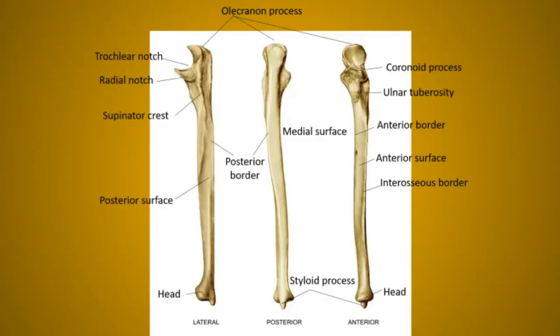Now next is about the shaft of the ulna bone. Now the shaft has basically 3 borders and 3 surfaces. First of all, the borders. Now the interosseous border or the lateral border, the anterior border and the posterior border. So first of all, the lateral or the interosseous border.